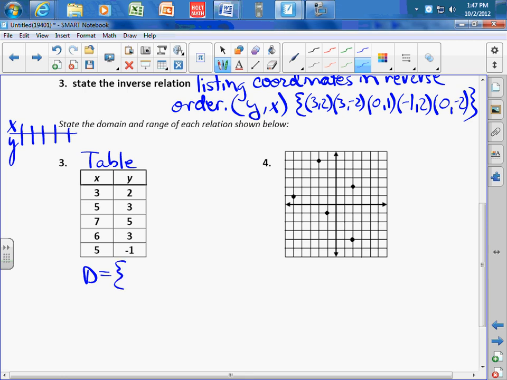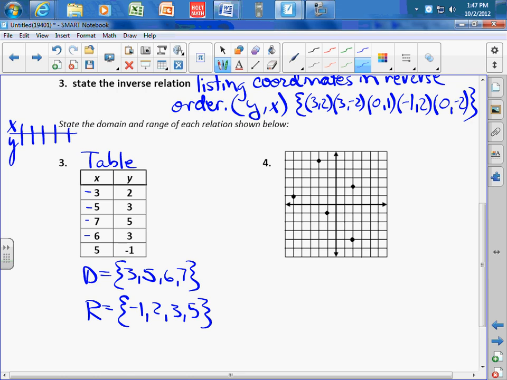What numbers am I using in the domain? 3, 5, 6, and 7. What numbers am I using for the range? Well, my smallest number is negative 1. The next higher number is 2. Then I have a 3 and a 5. But again, do not list that number more than once.